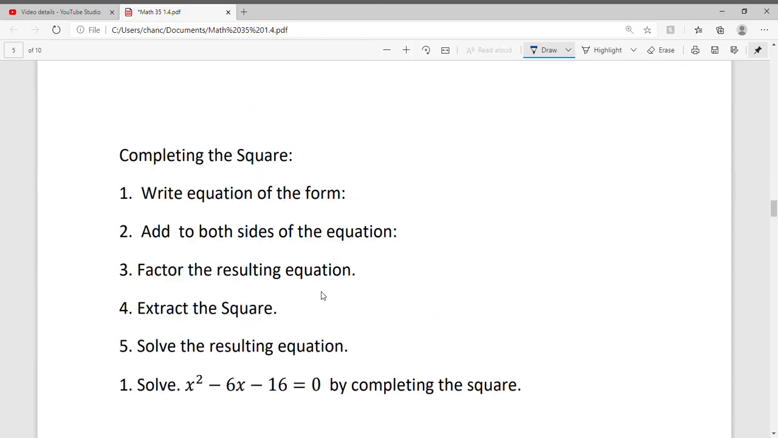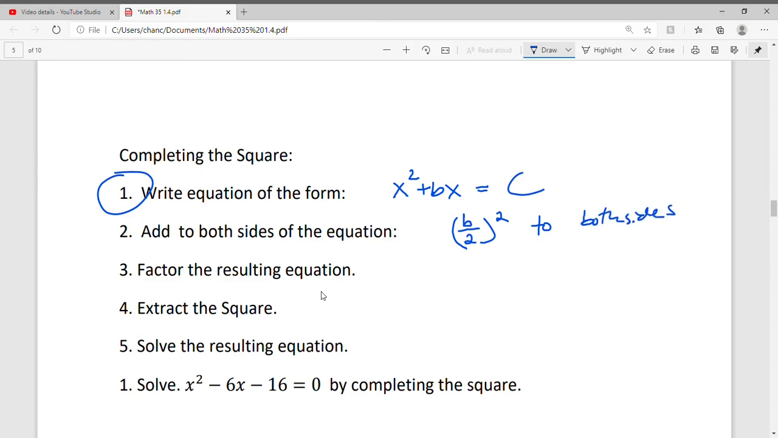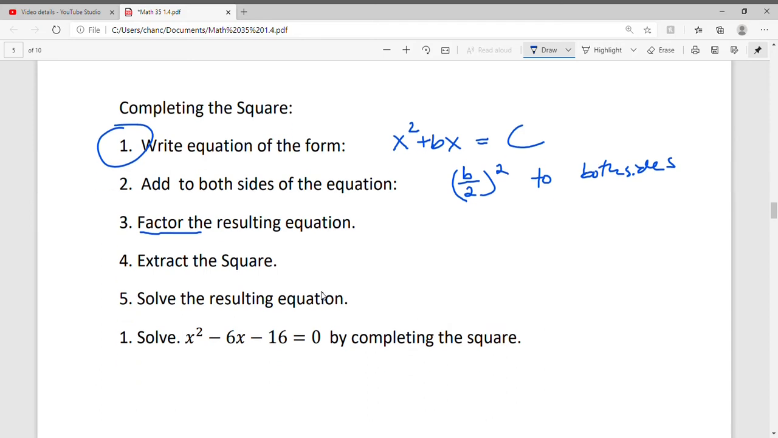Let's learn how to do completing the square. The first step is to write the equation in the form x squared plus bx equals c. Write it in this form first, then add b divided by 2 squared to both sides. After you do that, you need to factor the resulting equation on one side, and then you can do extracting the square root. Solve the resulting equation.